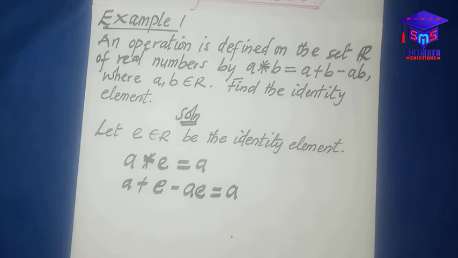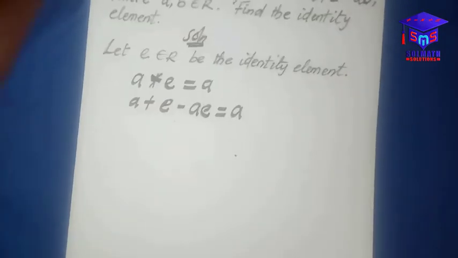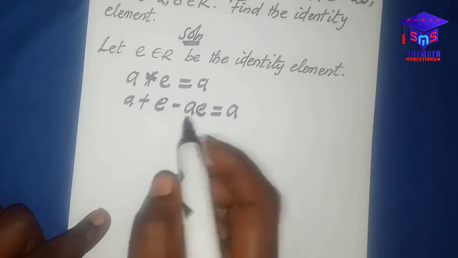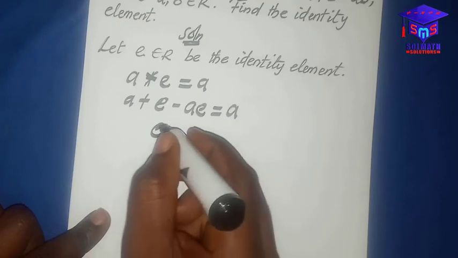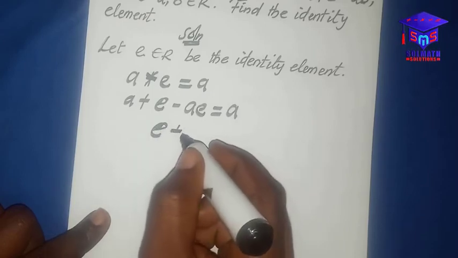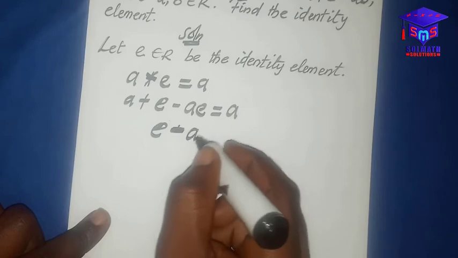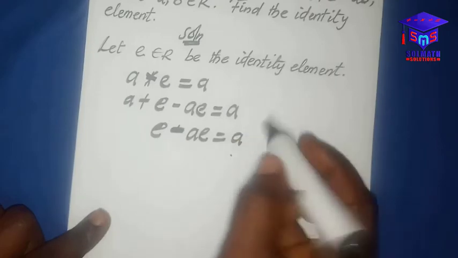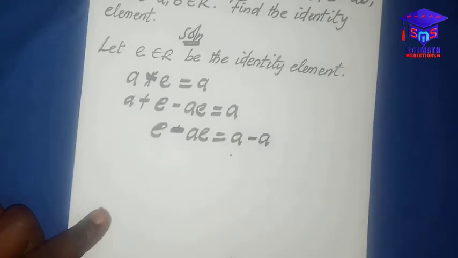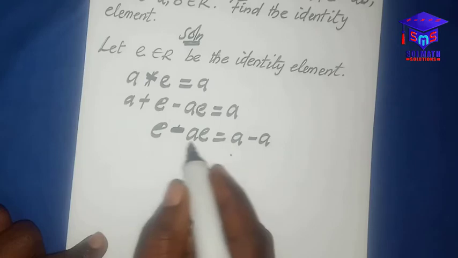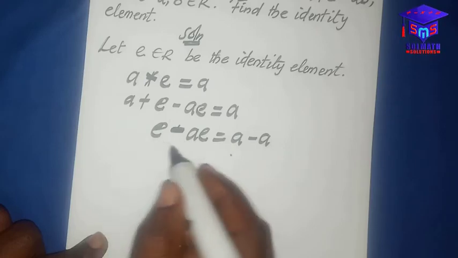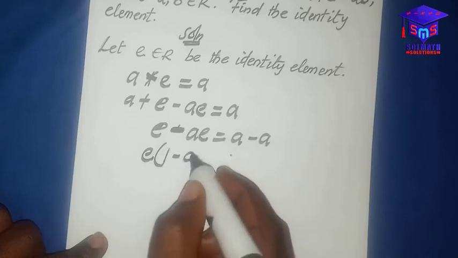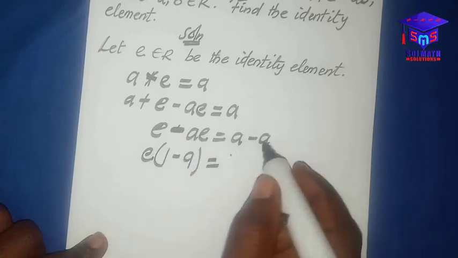Good. So now we'll find the E, which is our identity element. So in doing that, we have E minus AE is equal to A, and then I'm trying to group terms, so the A will come here, minus A. Good. Now the common factor in the two terms on the left side is E, so you factor the E out, you're left with 1 in the first term, minus you're left with what? A over here.